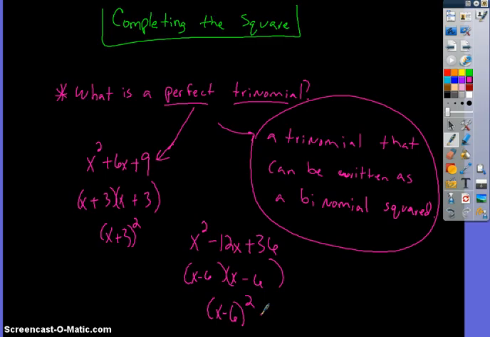You may notice that this number always gets split in half here. So basically, if I gave you a perfect trinomial, it's always going to be written as x plus or minus whatever b divided by 2, squared. So whatever the b value was, you can always take half of it and then square it. If it's subtraction here, it'd be subtraction there. If it's addition here, it'd be addition there. But anyways, always the b value divided by 2, squared. That's how it's always going to factor. Just know that.